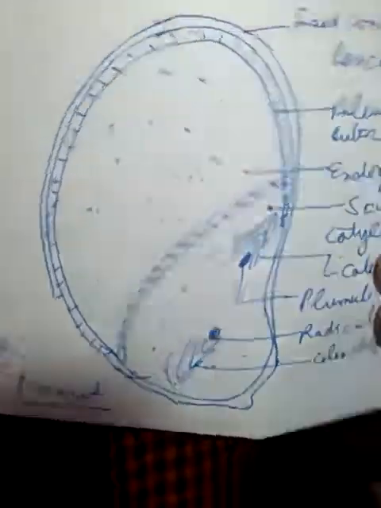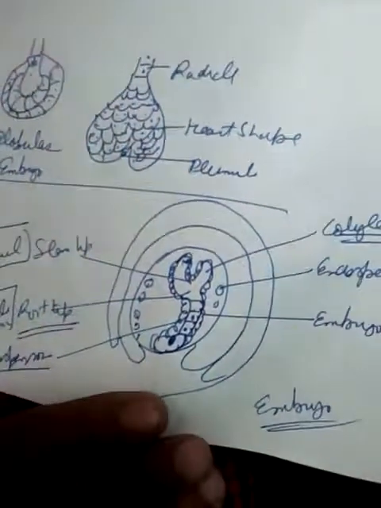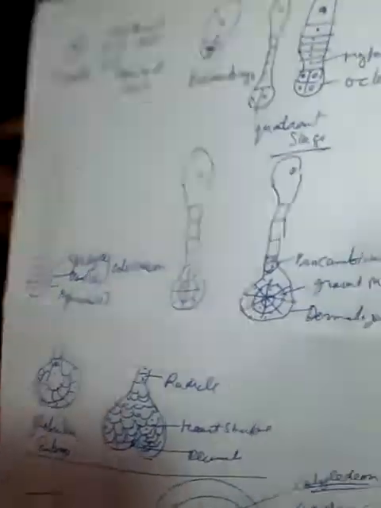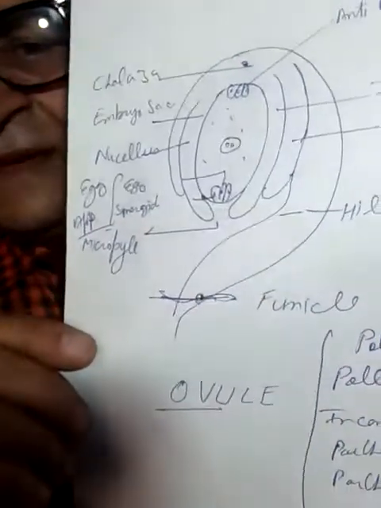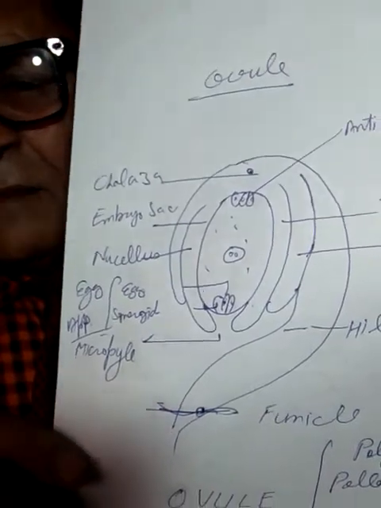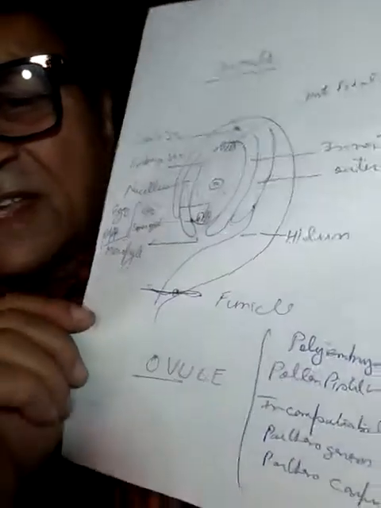So make the diagrams at your home: the monocot and dicot seed from the book. Also make the development of the ovule at home. This is the mature ovule and embryo sac, the eight cells of the embryo sac. Make all the diagrams, because biology is the study of diagrams. In the exam you make the diagram and write according to the diagram.